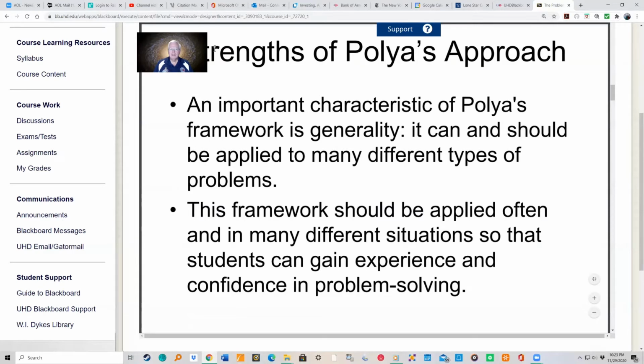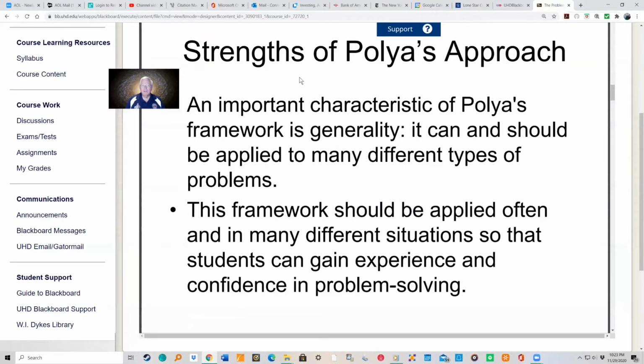In particular, it's a very generalizable approach towards problem solving. And in fact, you could probably use it, I'm stepping out of math for just a second here, for any situation in your life where you have a problem. It's really powerful, and you can apply this type of problem solving approach to many, many different types of problems.